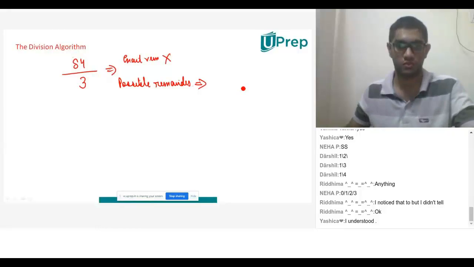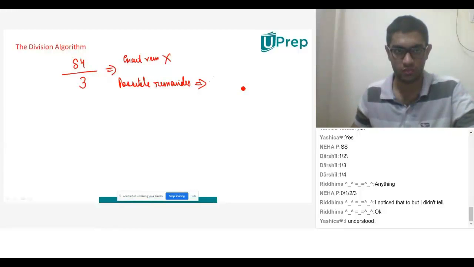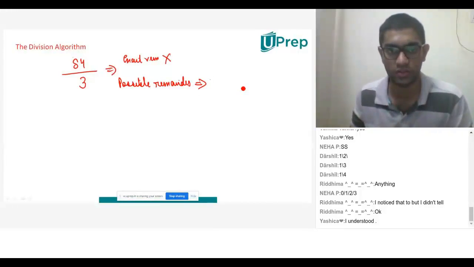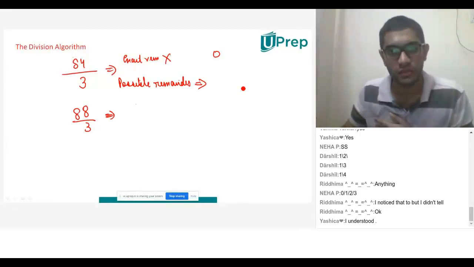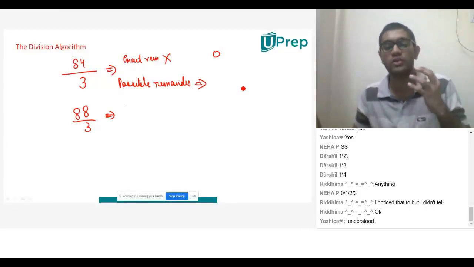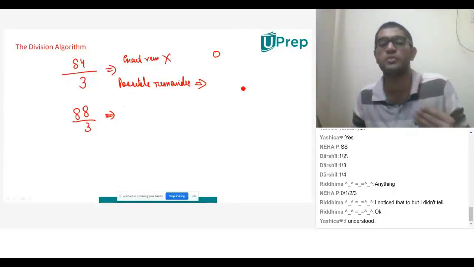So it is completely divisible, this one. What is the remainder? It is 0. For example, I'd say 88 by 3. What are the possible remainders? Even though this is 0, I want you guys to tell me what are the possible remainders.